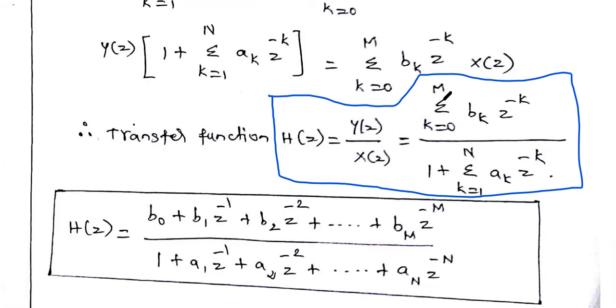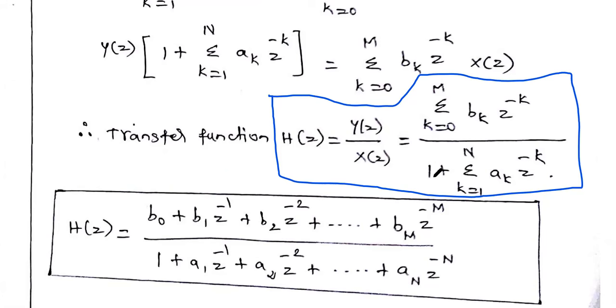If you expand the summation in the numerator and the denominator, first put k equal to 0 in the numerator: b0 into Z power 0, which is 1. Plus, substituting k equal to 1, b1 Z power minus 1. Similarly, putting k equal to 2, b2 Z power minus 2, and so on up to the final value, bM Z power minus M.